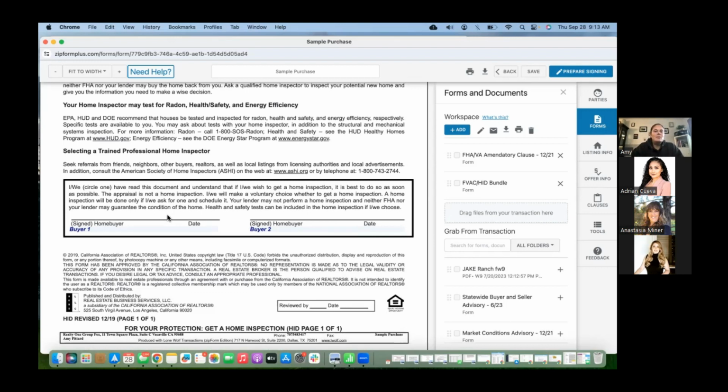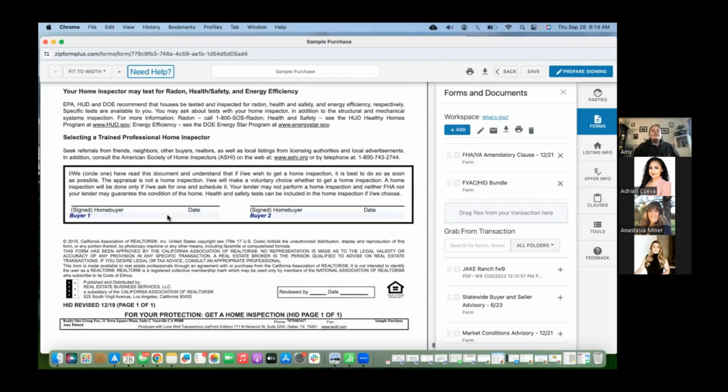The appraisal is not a home inspection. We will make a voluntary choice whether to get a home inspection. A home inspection will be done only if we ask for one and schedule it. Your lender may not perform a home inspection, and neither FHA nor your lender may guarantee the condition of the home. Health and safety tests can be included in the home inspection if we choose, and they sign it.